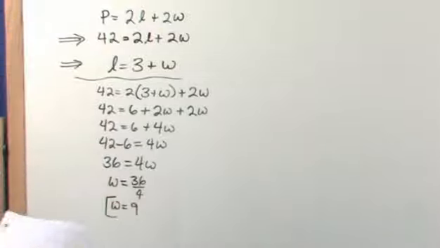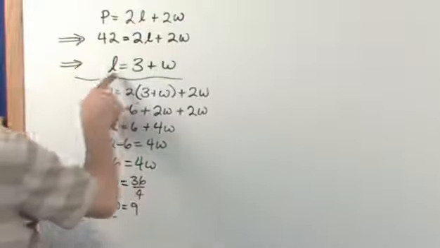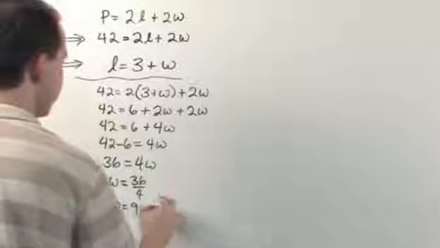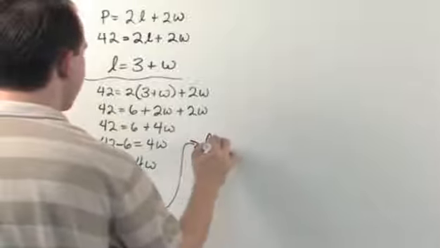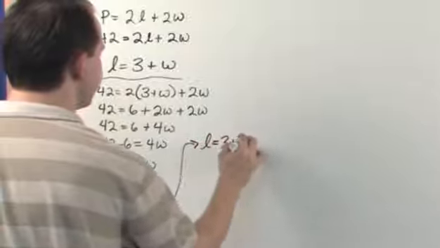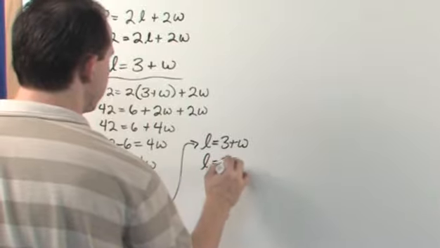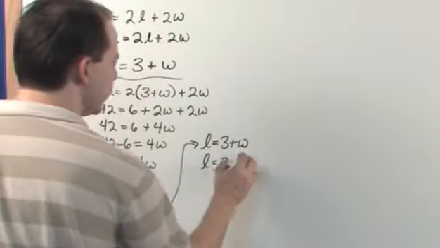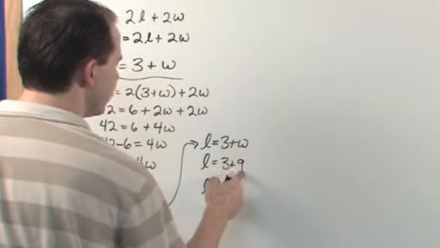That is the width of the rectangle. So I'm halfway home. To find the length, I just use my other equation. L is equal to 3 plus W. So the length is equal to 3 plus the width, which was 9. So the length is equal to 12.